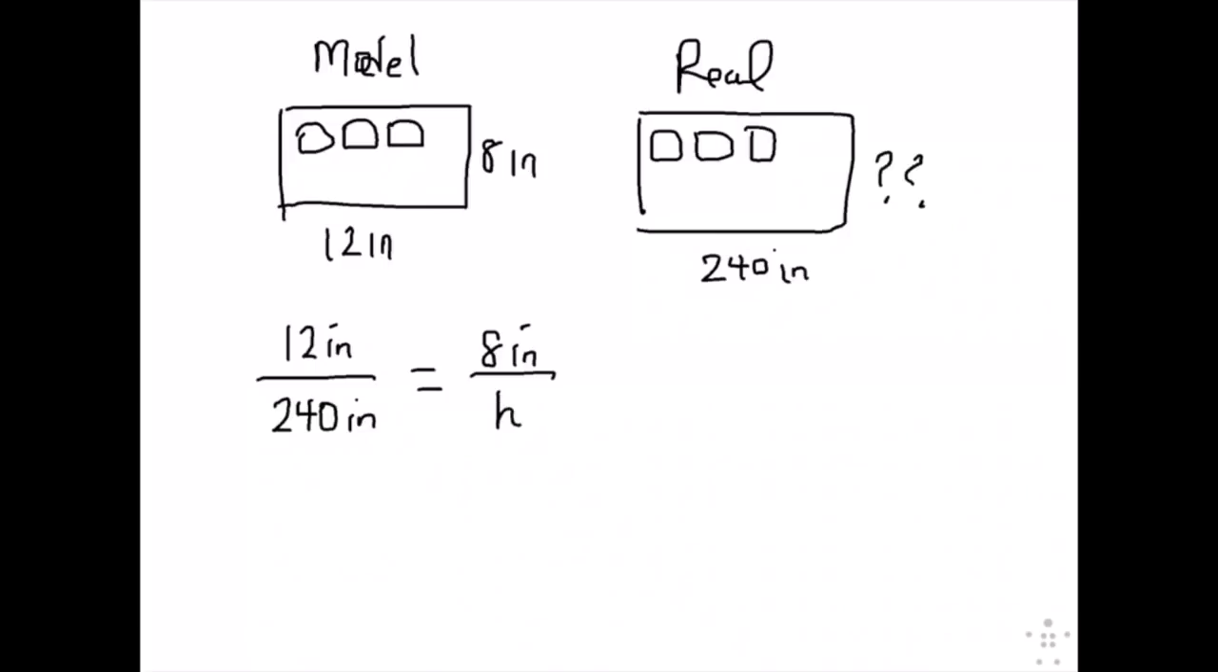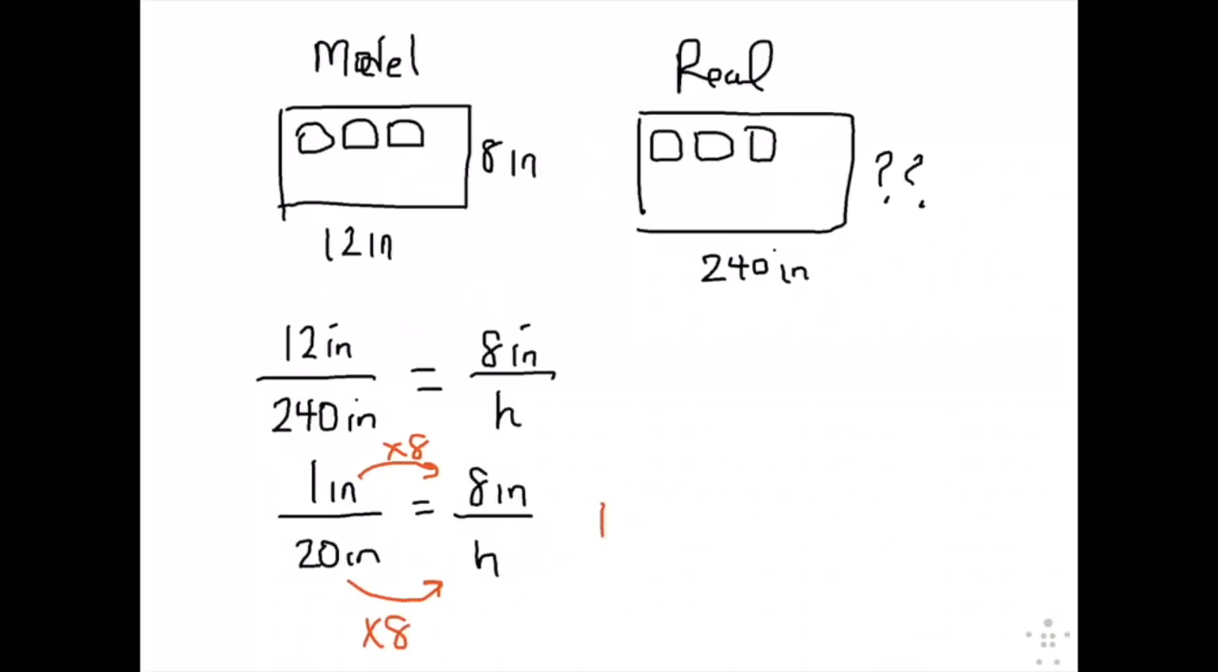H. So there's a lot of ways to do this. I would probably say that the first thing to do would be to reduce this first one to 1 inch over 20 inches, right? Because they had a common factor of 12. So that's going to make it much easier, right? 8 inches to the height. Now, there's lots of ways we can do this. We could cross multiply, or we could see what happened in the numerator. So clearly the numerator got multiplied by 8. So the denominator has to get multiplied by 8, and we would get the height equals 20 times 8, 160 inches.